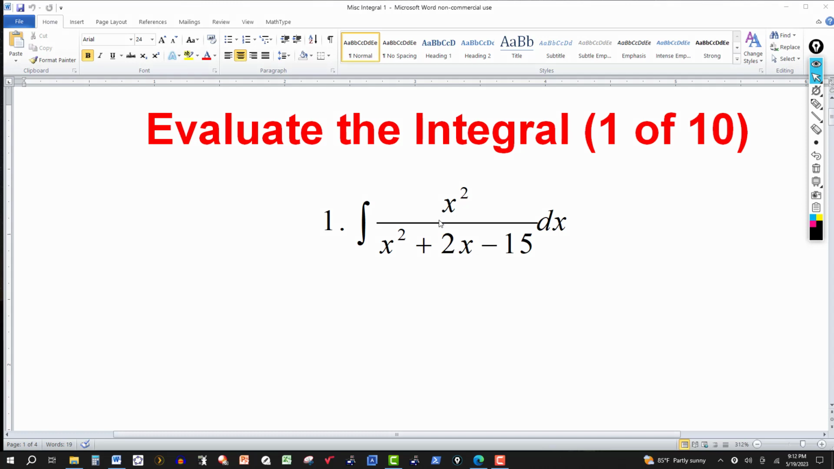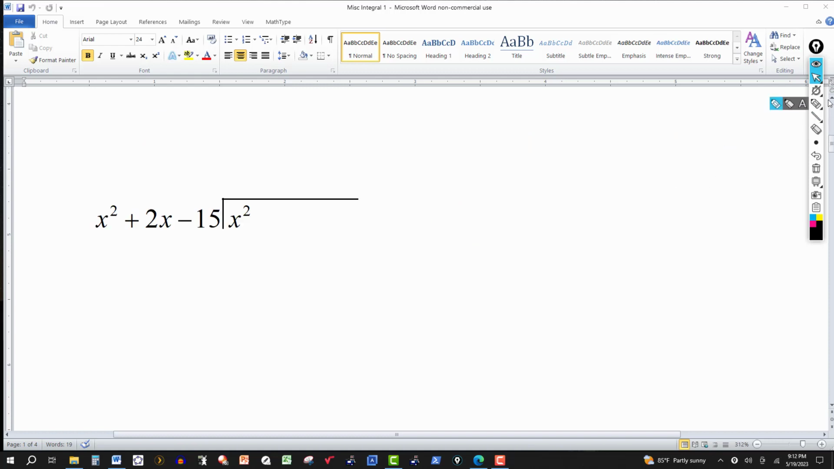Okay, so when you first look at the integral, it's a rational expression. So you would think partial fractions would be one way to go. The next thing, of course, is the degree of the numerator is not less than the degree of the denominator. So we have to go ahead and divide to simplify this. So I've set it up here. Numerator is x squared divided by divisor, x squared plus 2x minus 15.